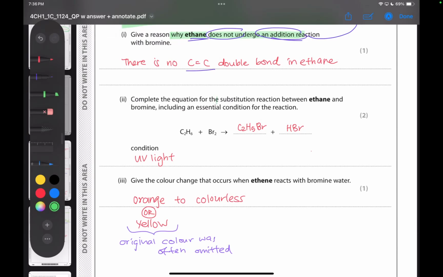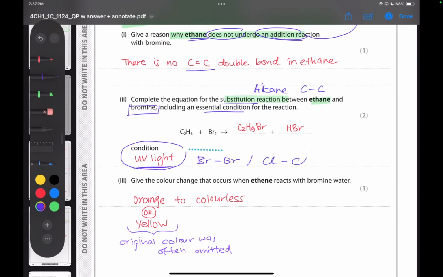Complete the reaction for substitution reaction. Substitution is for the alkane family, again the CC single bond family. Because they have no double bond, they can only break off one bond at a time and substitute with another element. They can react with not just bromine, but any halogen. There is an essential condition for this to happen: UV light. Without UV light, the Br-Br bond cannot be broken, so the reaction will not take place. Again, it doesn't have to be bromine, it can be chlorine as well.